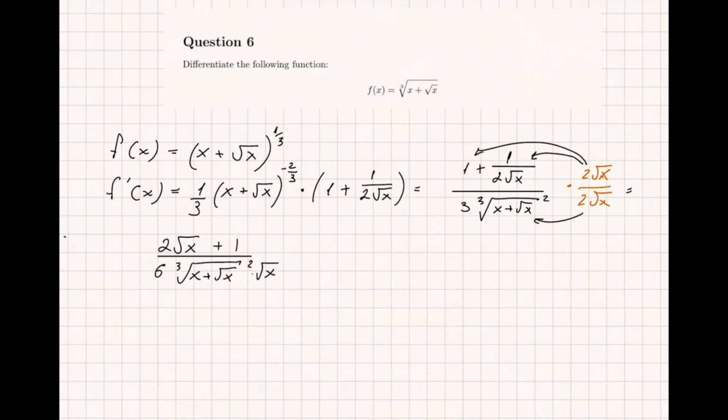Now, an important thing is that you cannot cancel this square root of x in the numerator and denominator because this term doesn't have a square root in it. So you cannot just cancel these two. You need to factor out square root of x first, which you don't have in the second term, and then you can cancel. But right now you cannot.